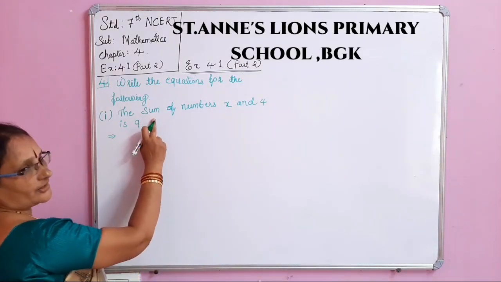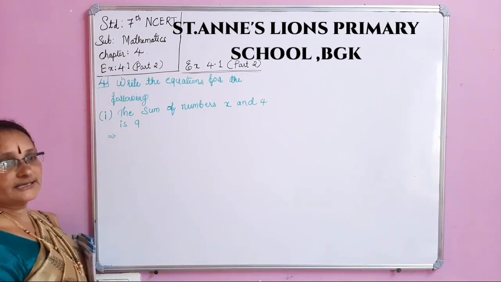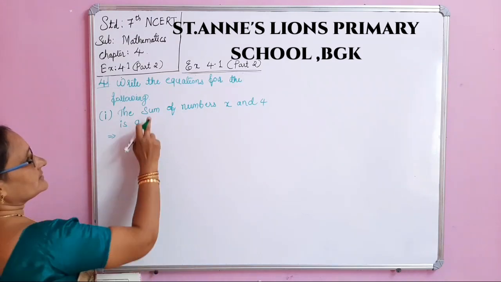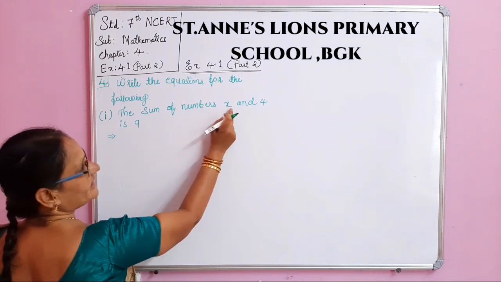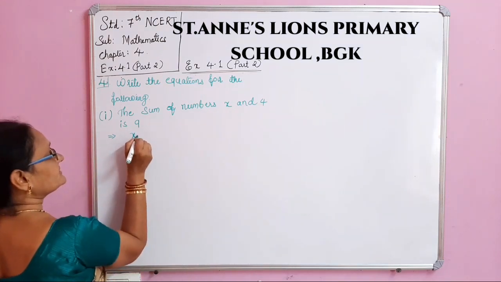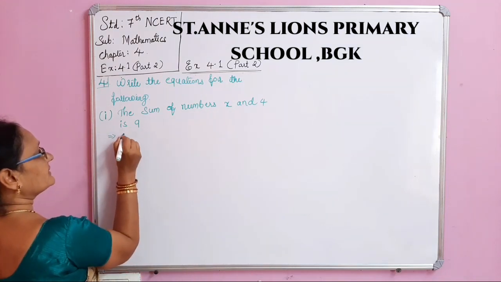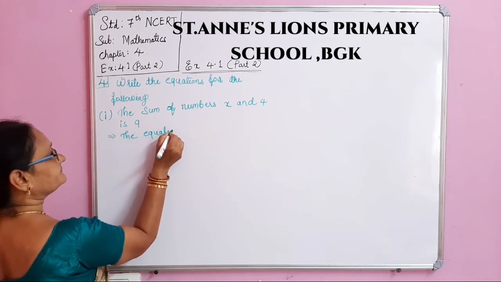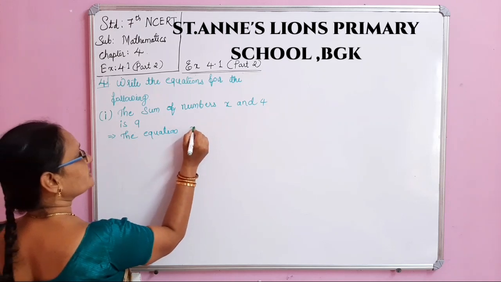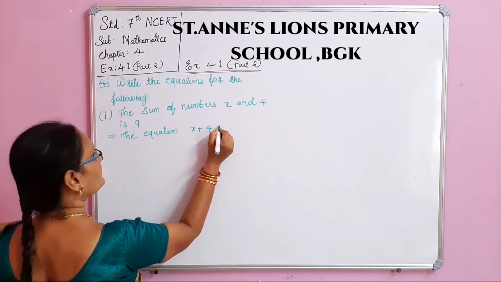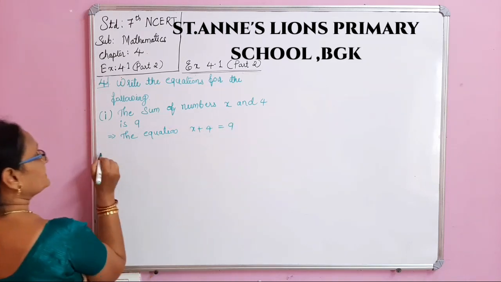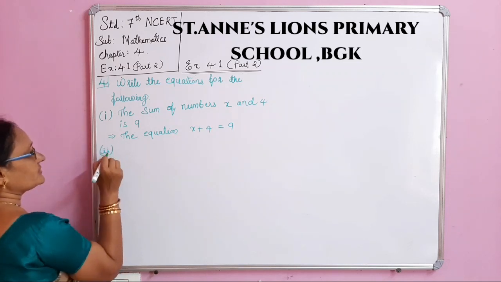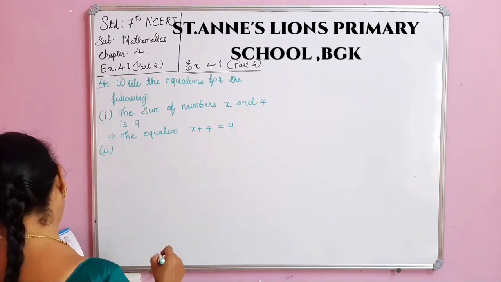The sum of, already I told in the explanation, sum means plus. The sum of numbers, which are numbers x and 4. So what is the equation? We write here the equation. What is the equation? X plus 4 is equal to 9. This is the method of writing the equation for the given statement.